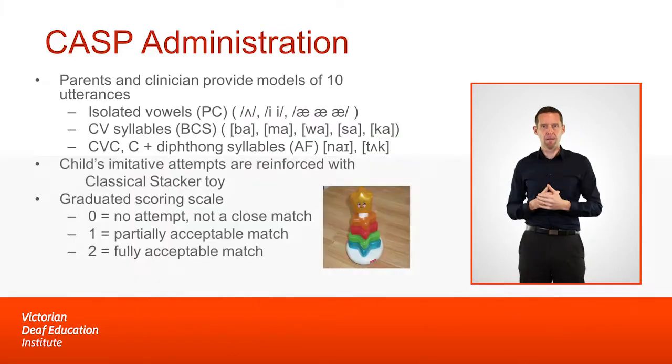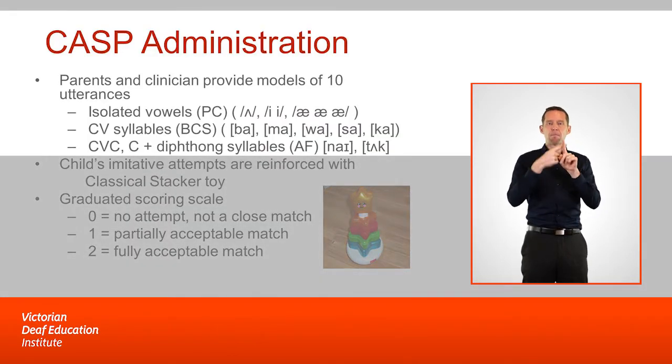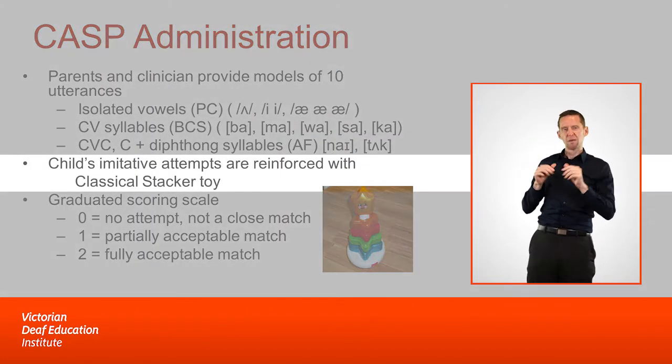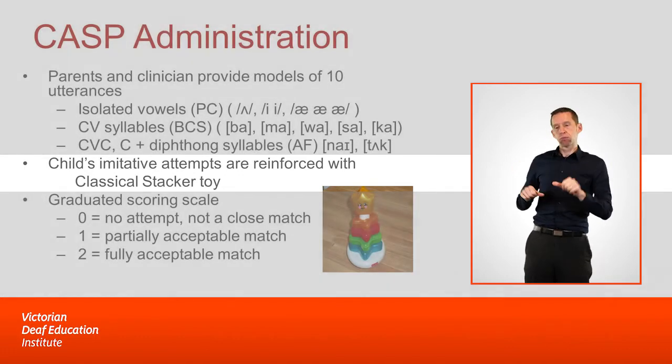And finally, we have a CVC and a C plus diphthong syllable for the advanced form levels. Those syllables are "nigh" and "tuck." So those are the 3 levels of vocal development and the models that we've chosen as stimuli. Then the child's imitative attempts are reinforced with a classic stacker toy. That's a Fisher-Price toy that is just a stacking ring, and it makes music and lights flash as children put the rings or the stars on the post.